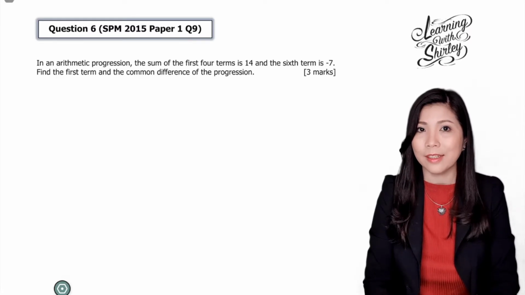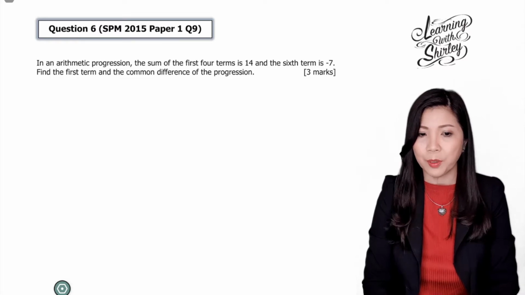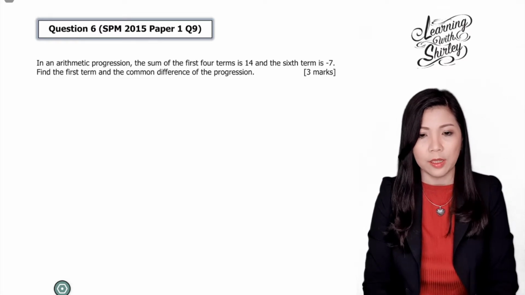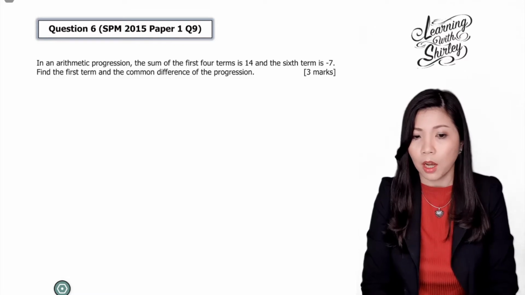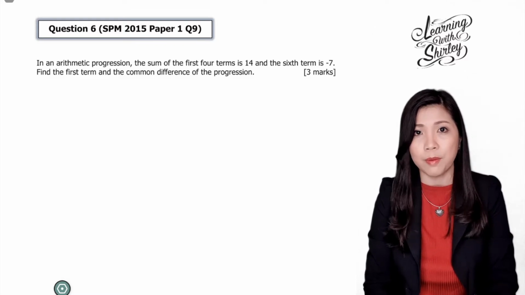Let's look at question 6. This is SPM 2015 question 9. In an arithmetic progression, the sum of the first 4 terms is 14 and the 6th term is -7. Find the first term and the common difference of the progression, and this is 3 marks.